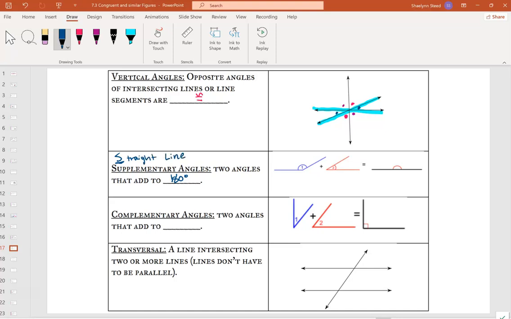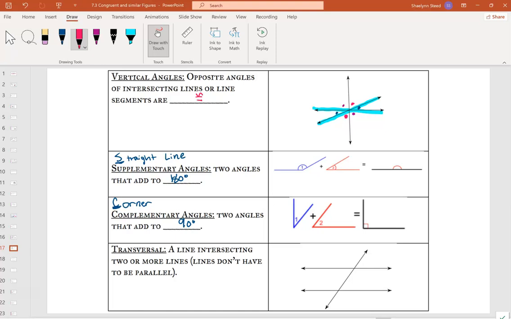Now, complementary are any 2 angles that add to 90 degrees. And I like to think of complementary as corner. So complementary goes to corner, which generally is 90 degrees. Okay? All right, we've got a transversal.